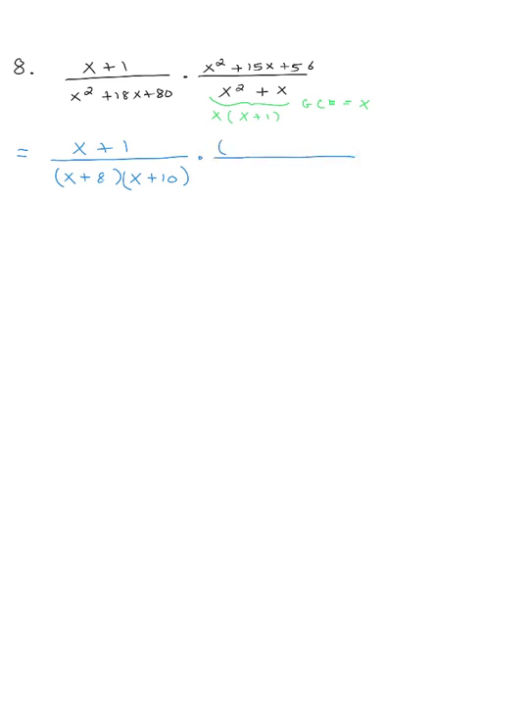In the numerator of the second fraction, we have an x and an x. Everything is positive. It's 8 and 7. The product is 56. The sum is 15.